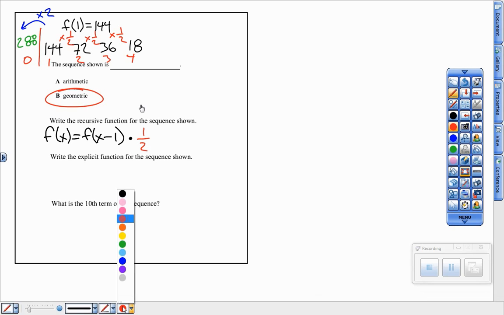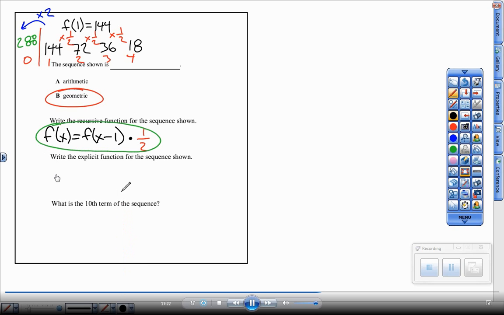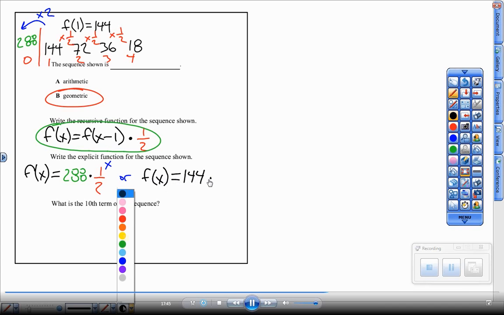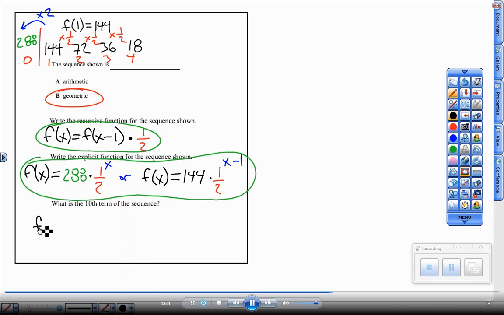And then the explicit form, I'm going to have you write one of them. I'm just going to list both. f of x equals always the 0 term, 288, times that common ratio number 1/2 raised to the x power. Or you could use f of x equals the first term, 144, times 1/2 to the x minus 1 power. Either of those will work. I'm going to use the second one to evaluate it for the 10th term. So using the proper notation here, the function at the 10th term equals 144 times 1/2 to the 10 minus 1 power.